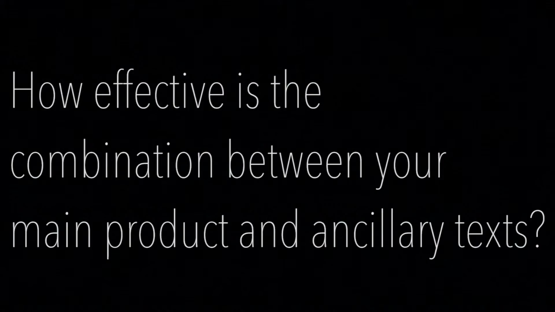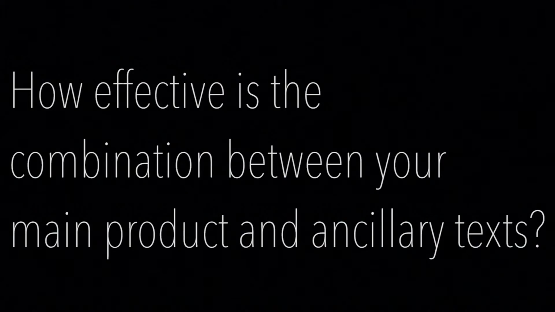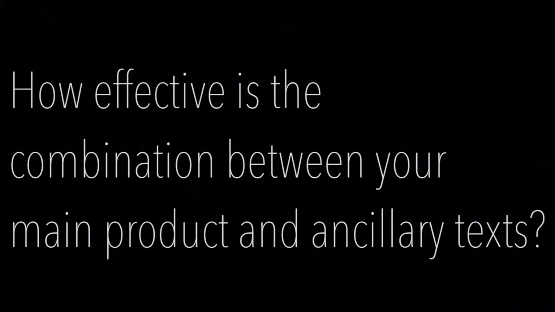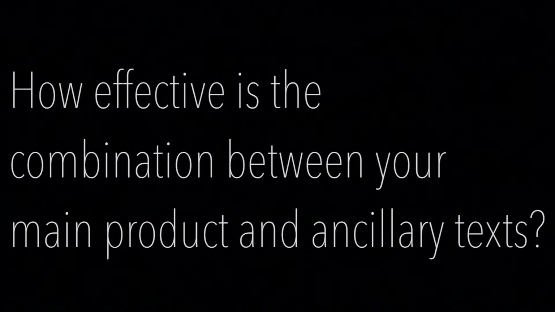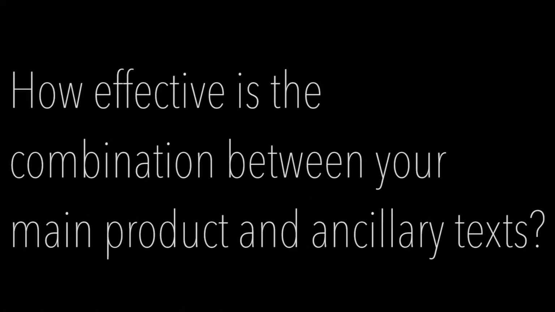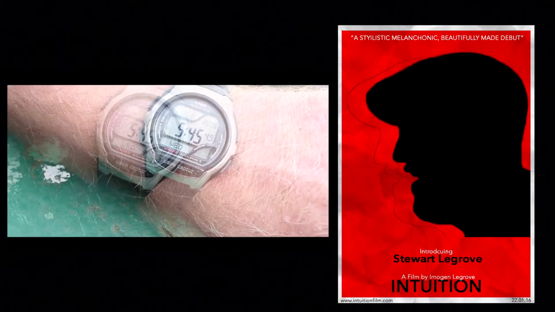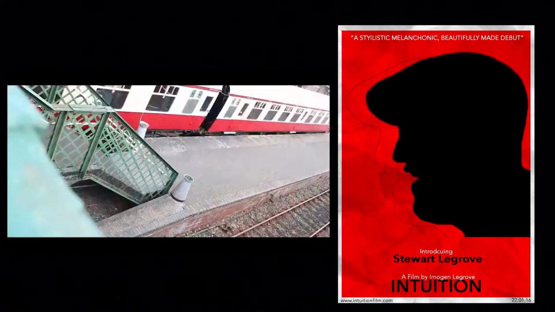So, how effective is the combination of your main product and ancillary texts? In this video, I'll be talking about all the links between my three texts, which are my film, my film poster and film review. So my first link between my poster and film would be the significant colour red.